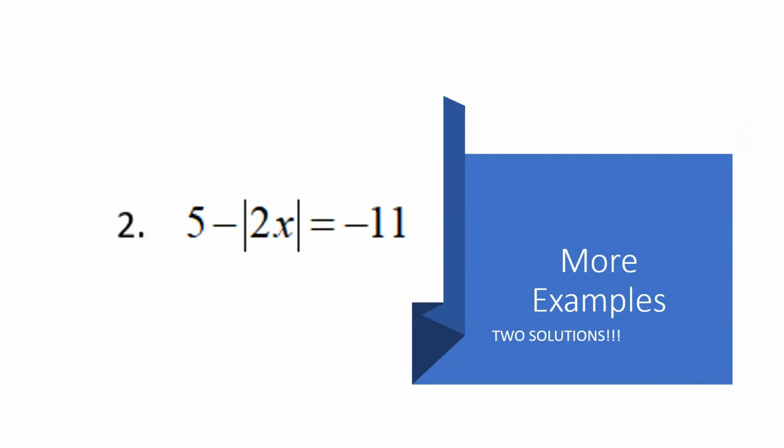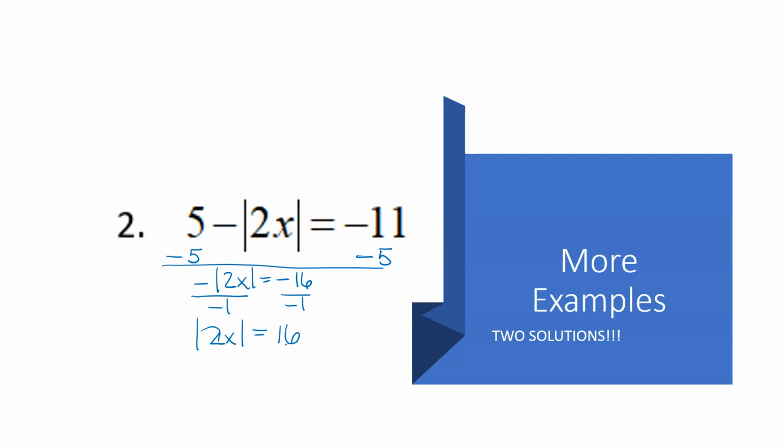So remember, we're thinking about two solutions, and first we have to isolate the absolute value bars. Okay, so I'm going to subtract 5 from each side. So I have negative absolute value of 2x equals -16. So there's really still a -1 in front of those absolute value bars, so we're going to get rid of that by dividing by -1. So now I have the absolute value of 2x equals +16.